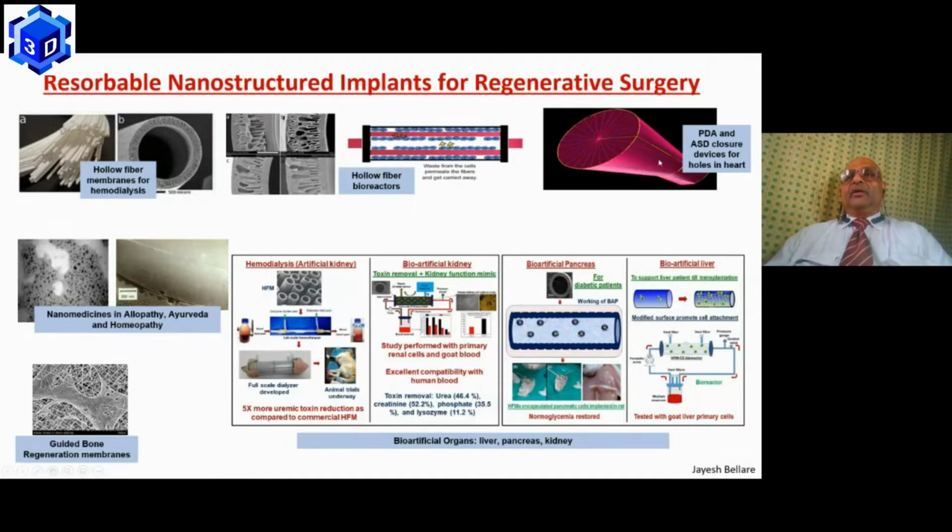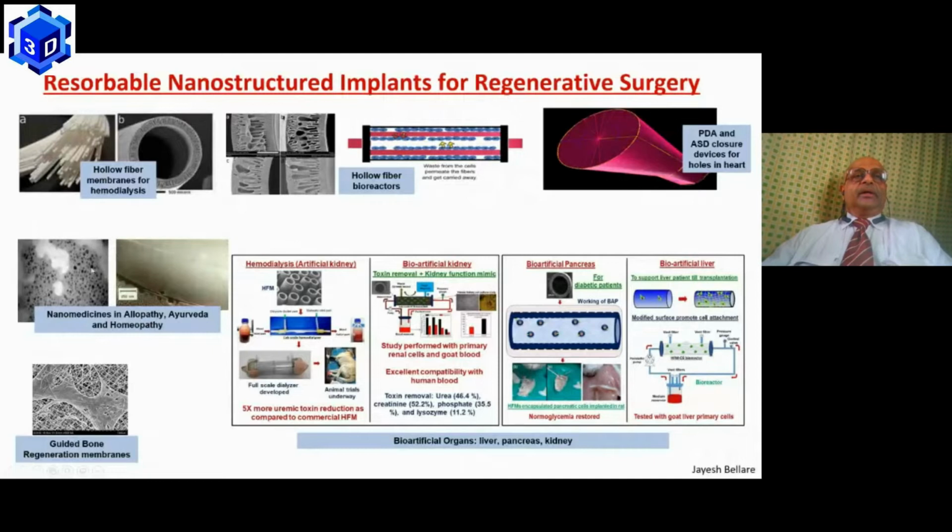Another area that we've been working on, at the top right, is closure devices for holes in hearts. This is a PDA, or patent ductus arteriosus, and an ASD, atrial septal defect, device. These are developmental defects in the heart which need to be closed. We've developed some umbrella devices, partially based on metal, partially based on polymers. We are now moving towards a total polymer design, and these are delivered transcatheterally into the heart, so as to close those holes.